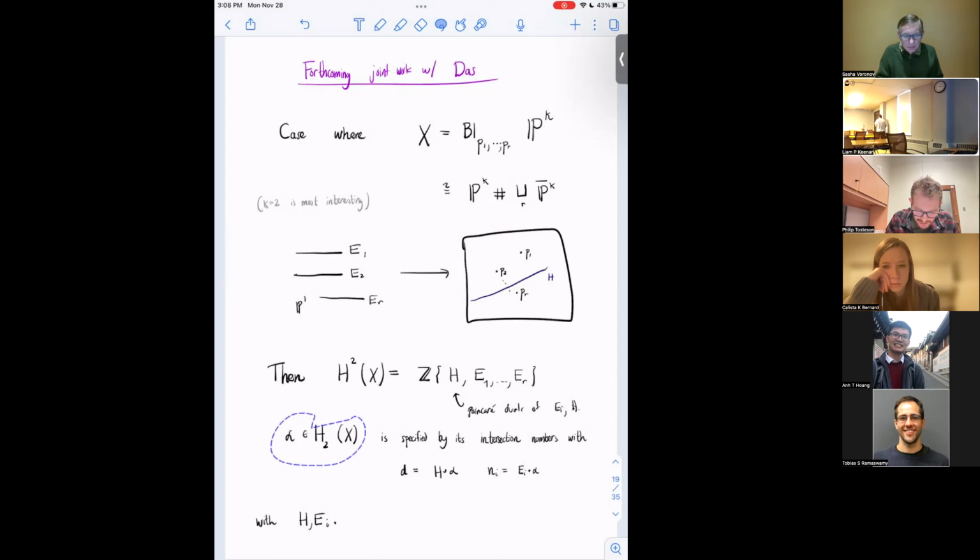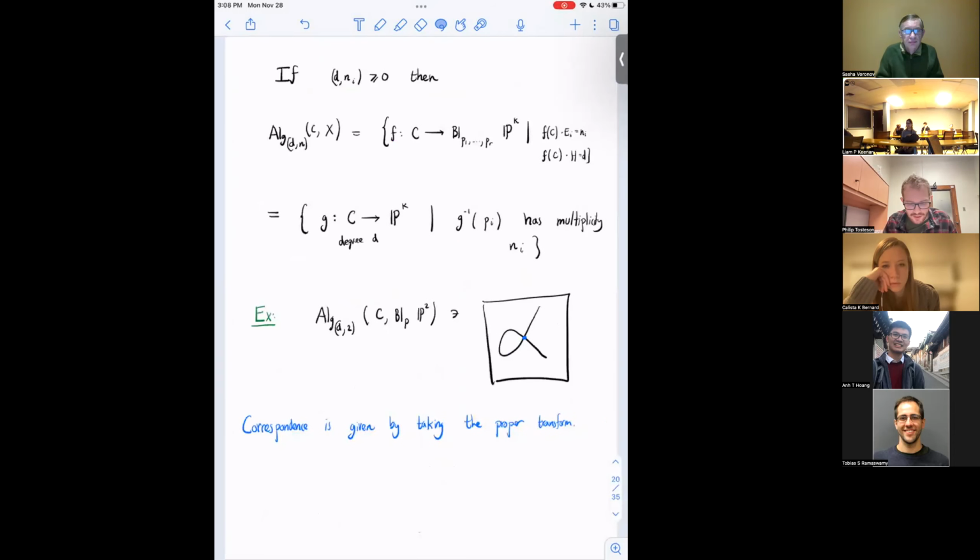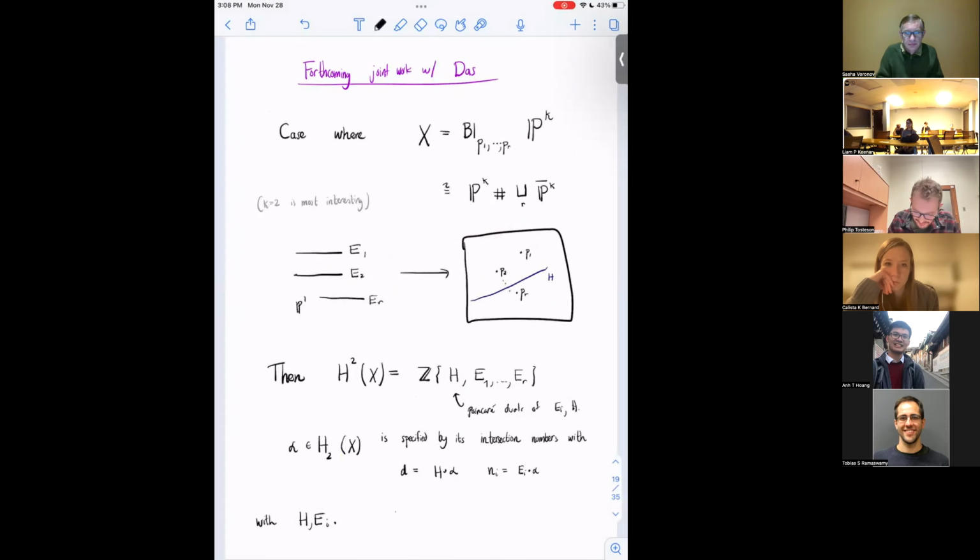So in particular, if I have a homology class on X, that homology class is specified by its intersection numbers with the hyperplane in P2, and also with the exceptional divisors. So a homology class is specified by a tuple of numbers, which I'll call d and n_i, where d tells you the degree of the map to P2. d tells you the intersection with H, and n_i tells you the intersection with E_i.